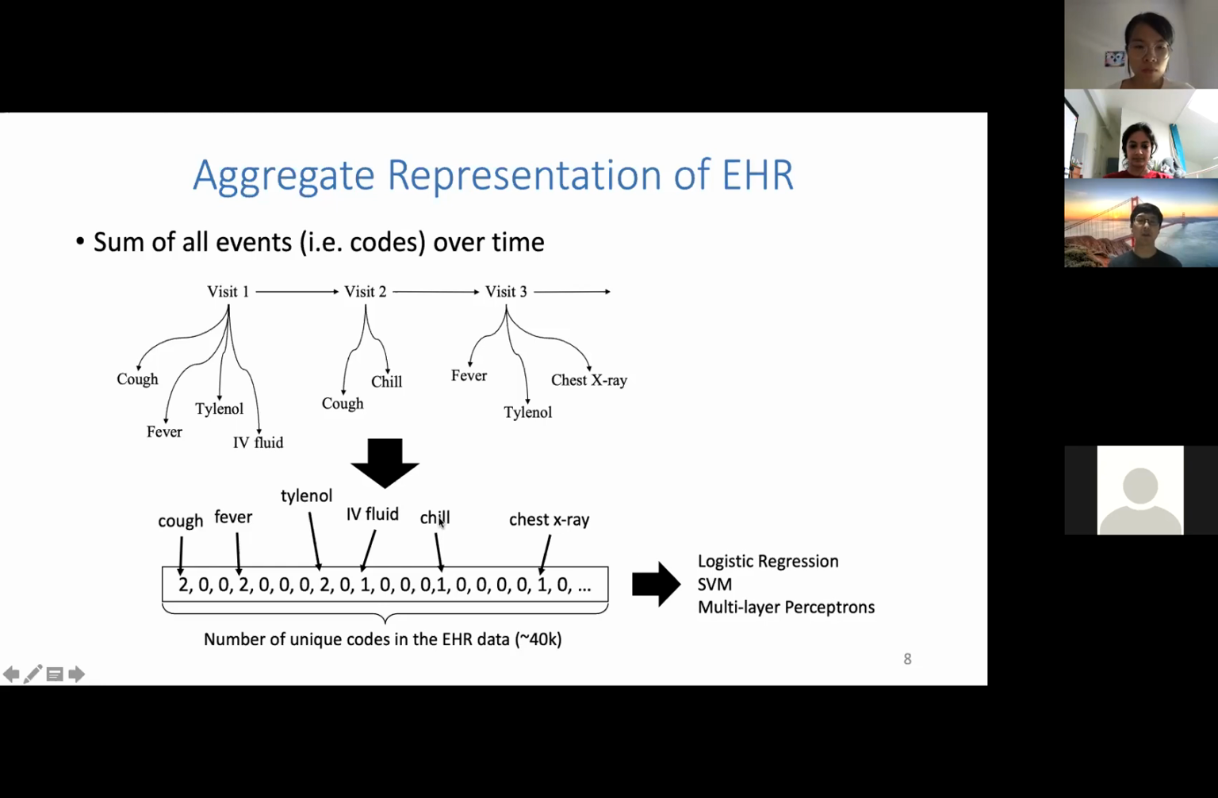So given this, this is now the patient representation vector, which is a very naive one. We can put it through a logistic regression or support vector machine, whichever favorite classifier you want, and then make a prediction.